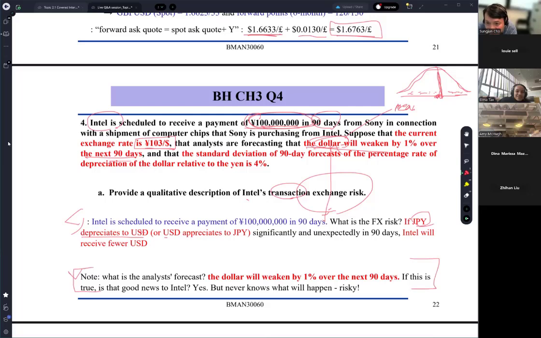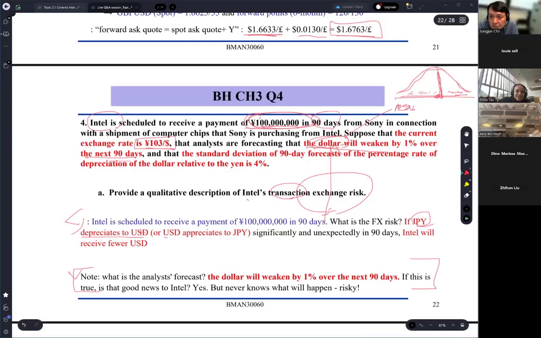So you have to be careful. Even though the mean forecast says there could be something you can get from dollar depreciation in this case, in fact, you can still worry about the future exchange rate because anything can be realized.